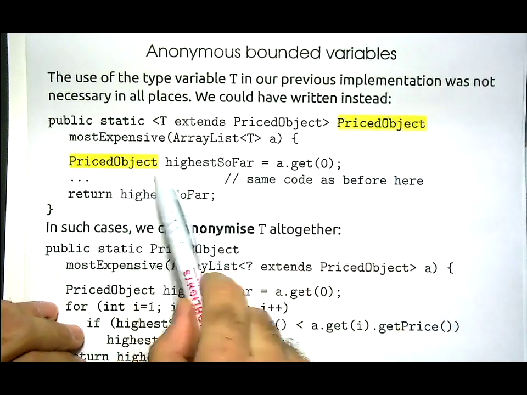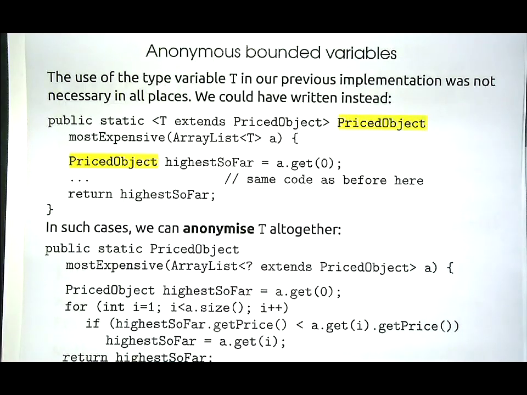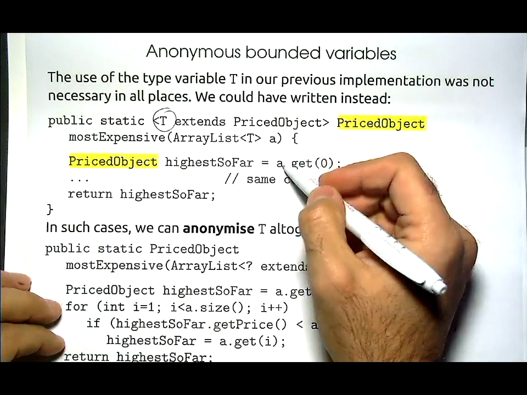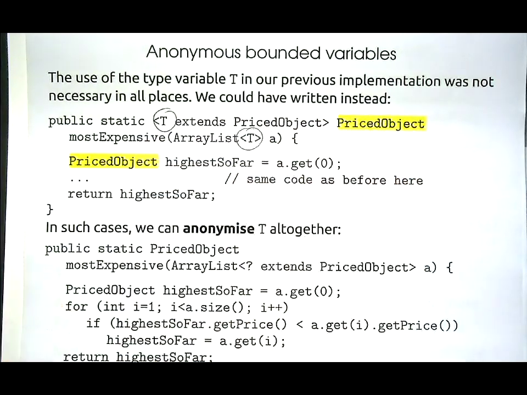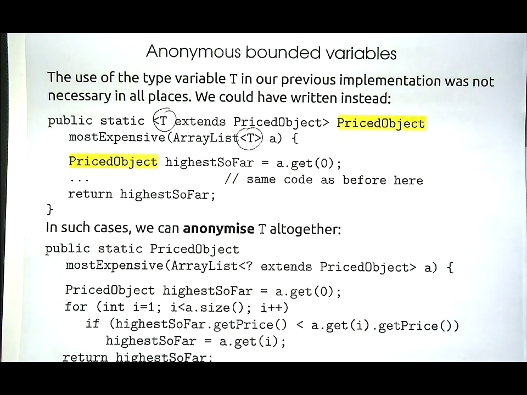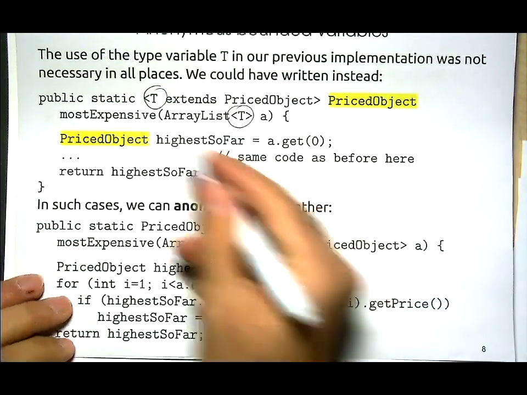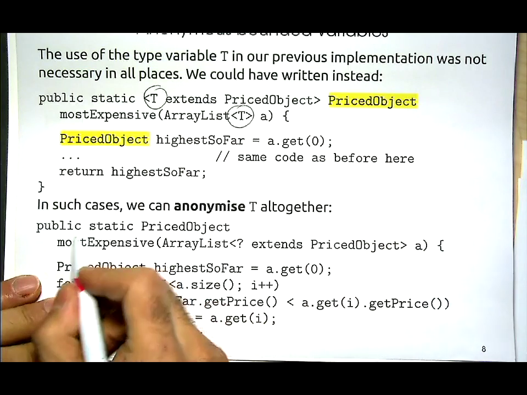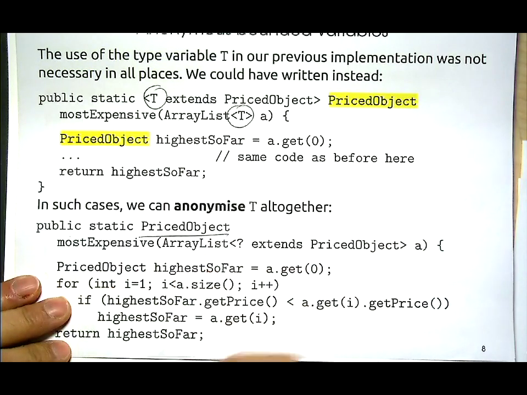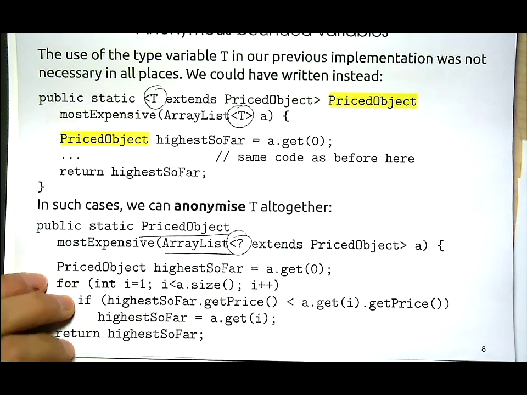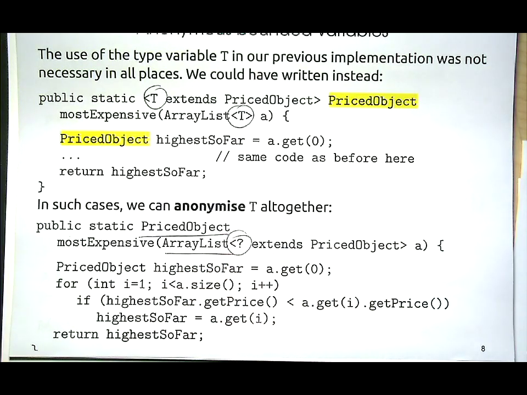If I do that, I have the code here. The code inside the method will be the same as before. But what I can see is that this type T is never actually used in my code. It's used here, but only to specify the signature of the method. So Java allows me to anonymize T altogether and, instead of having this big header, I can say I will return a PricedObject, and the input is going to be an ArrayList of things of any type that extends PricedObject.